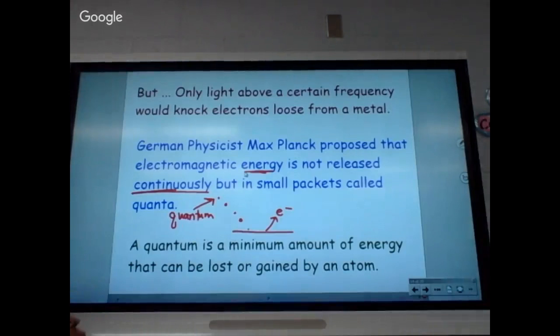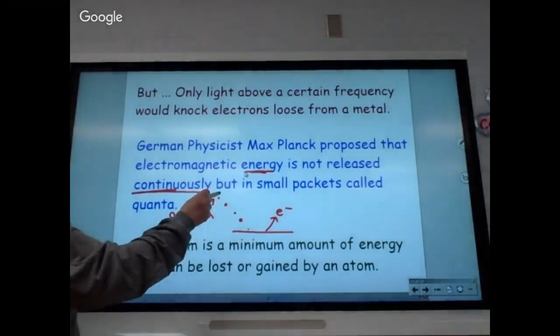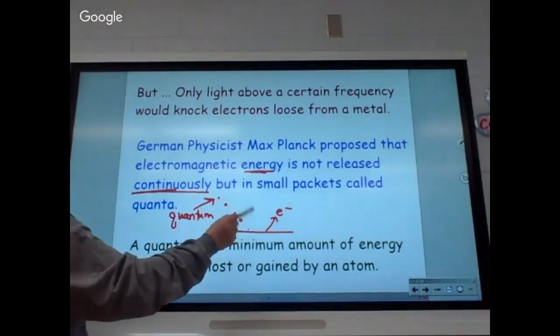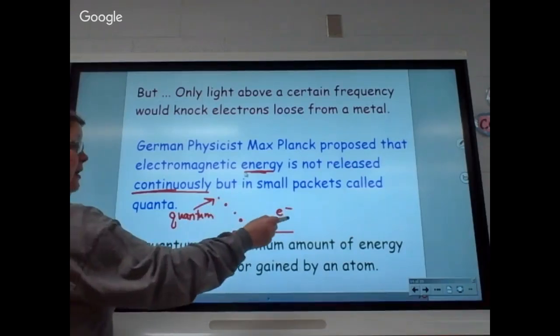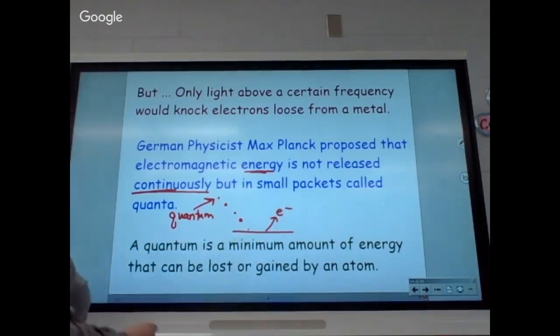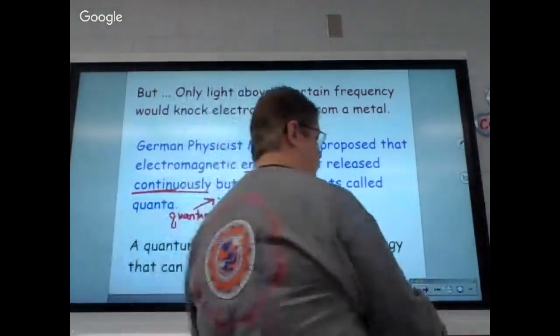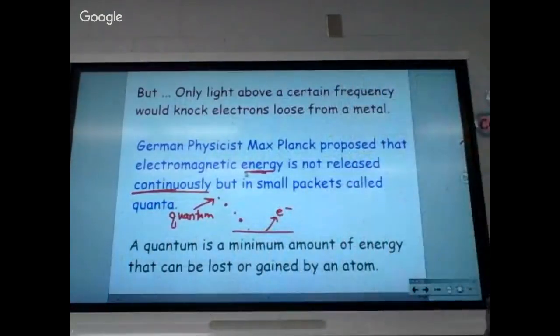Now, this quantum has to have a minimum amount of energy to cause an electron to be lost or gained. Okay? So if this little burst of energy right here does not have this minimum amount of energy, is this electron going to be knocked loose from that metal? No. That's where we were yesterday. Wait, what are the little bitty ones called? You said quantums. And then all together they're called quanta.